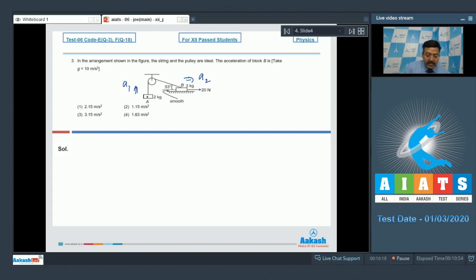Now if we look at block A, the forces on block A are of course 2g downward and T upward, tension in the string. And we have of course assumed that acceleration is A1. So the equation for block A is T minus 2g equals 2A1. 2g is the weight of the block, 20 Newton, and this is 2 times mass times acceleration. This is our first equation applying Newton's second law for block A.